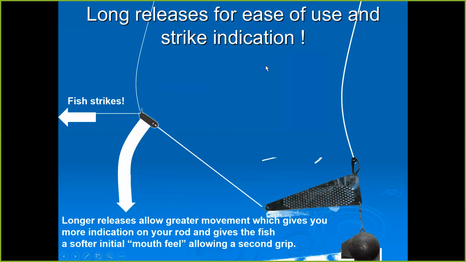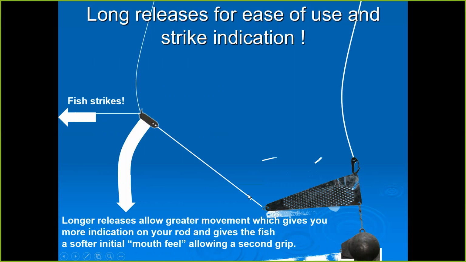That's a problem because longer releases are definitely easier to use. As long as your downrigger boom is long, you don't really have to reach and lean over the side of the boat, which could really be an issue. Also, with that longer release, when a fish hits, you're going to throw a stronger or longer arc, and you're going to have a better chance of seeing that strike on your rod tip.